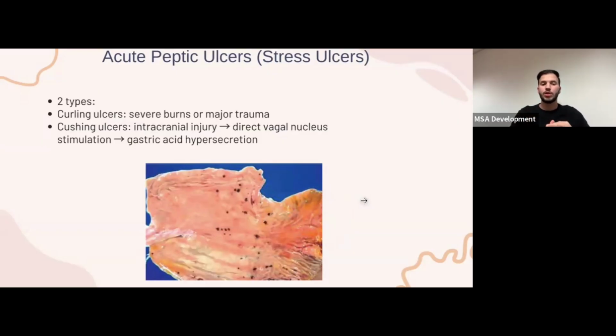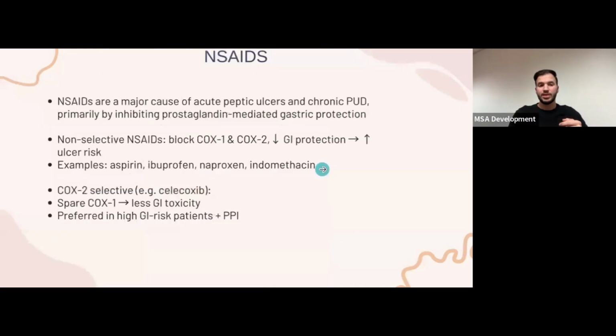But when do we have Curling ulcer? Curling ulcer is when we have severe burns or major trauma, while Cushing ulcers occur when we have intracranial injury causing direct vagal nucleus stimulation, causing gastric acid hypersecretion. Now, NSAIDs are a major cause of acute peptic ulcers and chronic peptic ulcer disease, mainly by inhibiting the prostaglandin-mediated gastric protection, which are the bicarbonate secretion and the mucosal blood flow.